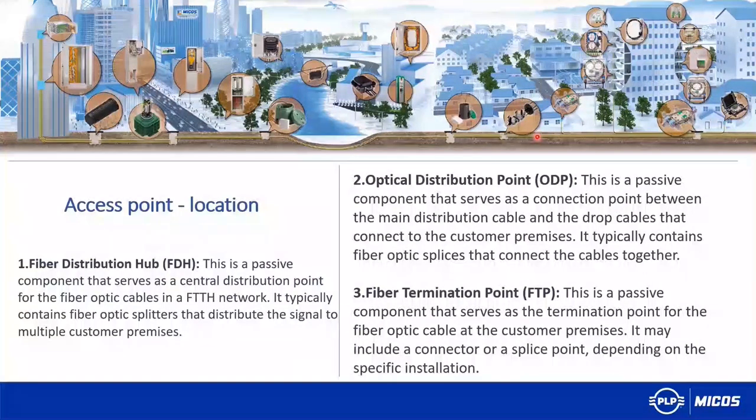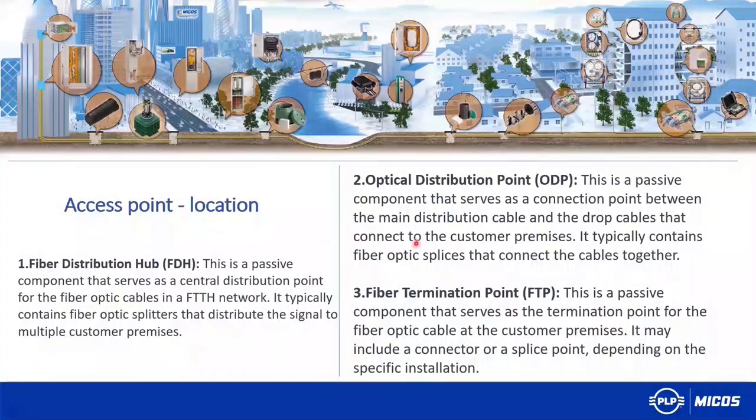All right, and if we talk about the location of the, let's say, housing, we have basically three basic terminologies. It's FDH, which means fiber distribution hub. So it can be, for example, this street cabinet, or it can also be an underground closure. It means, as you can see, this is a passive component that serves as a central distribution point for the fiber optic cables in an FTTH network.